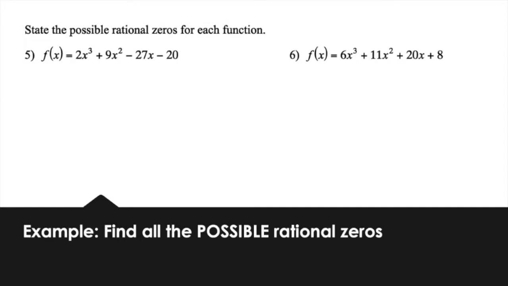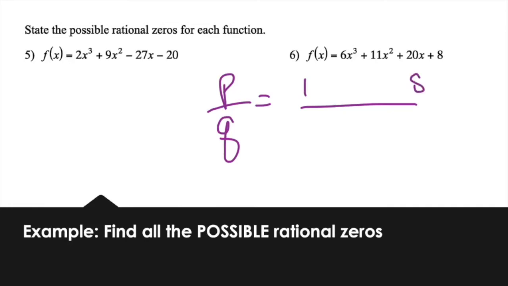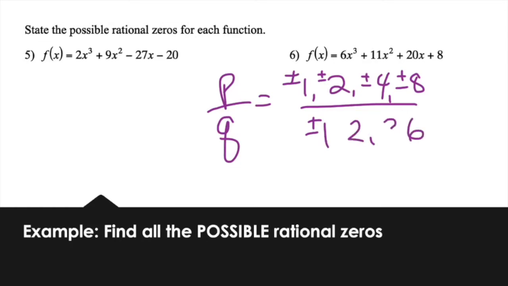Number 6, we're going to do all the possible rational zeros. We're going to do P over Q. P, if you remember, is all the factors of the constant. So we're going to do 8. That's 1 and 8, 2 and 4, and the plus and minuses of those. And then the Q is the factors of the leading coefficient, which is 6. Plus or minus, we got 1 and 6 and 2 and 3, and all the plus and minuses of those.